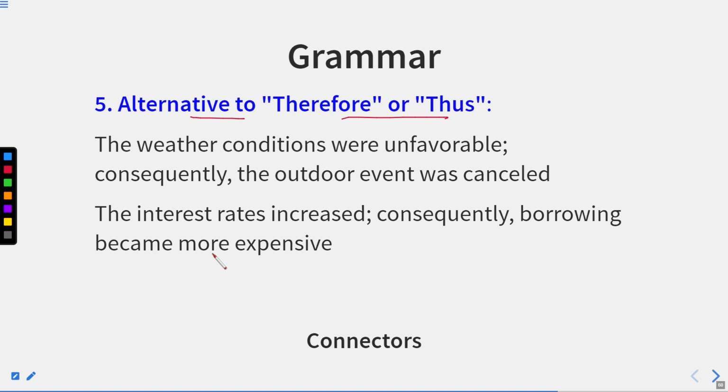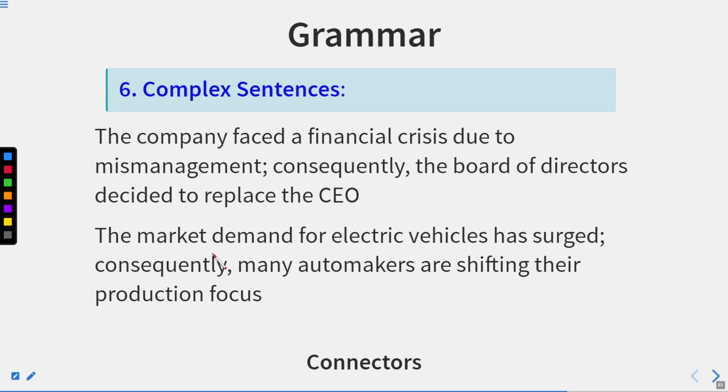The weather conditions were unfavorable. Consequently, the outdoor event was cancelled. The interest rates increased. Consequently, borrowing became more expensive. Complex sentences. The company faced a financial crisis due to mismanagement. Consequently, the board of directors decided to replace the CEO. So, the effect of this financial crisis is that the board of directors decided to replace the CEO. The market demand for electric vehicles has surged. Consequently, many automakers are shifting their production focus.